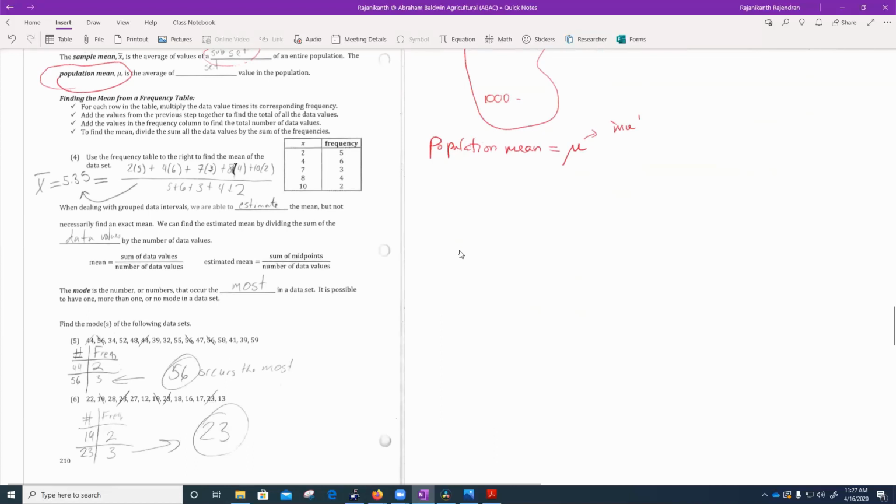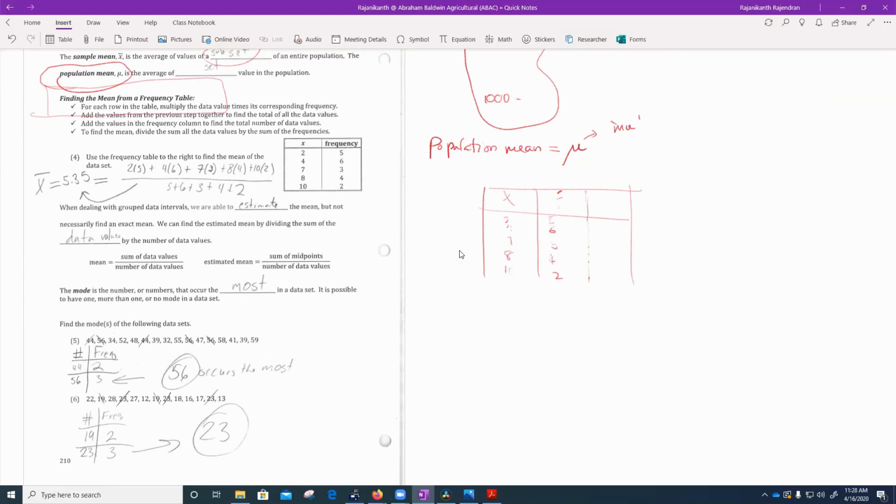Now this one guides you to find the mean when you have a table. How do you find the mean if you are given a table? Let me explain that part here. You are given a table. Let me copy down this problem: my data values are 2, 4, 7, 8, 10, and my frequencies are 5, 6, 3, 4, and 2.